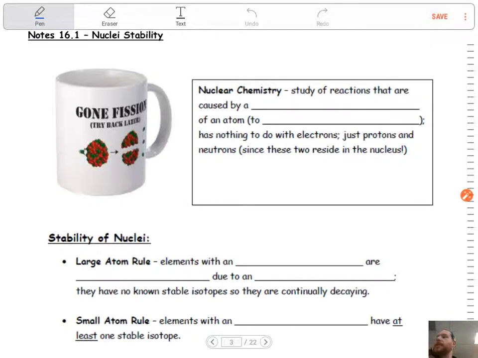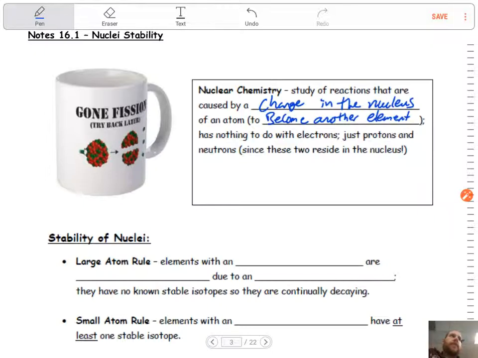Okay, so nuclear chemistry is the study of reactions that are caused by a change in the nucleus of an atom, and they become another element. All right, so we're actually going to change elements now. We're not staying with what we originally had.